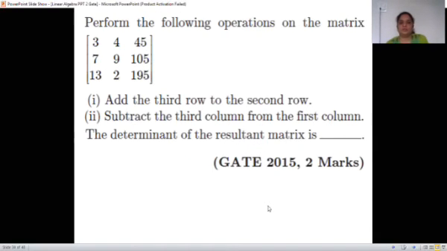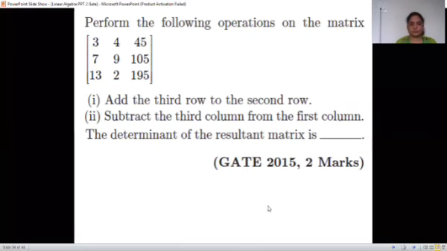Next question. Perform the following operations on the matrix. A given matrix is here, and then two operations they have asked you, and after that the determinant of the resultant matrix is asked.